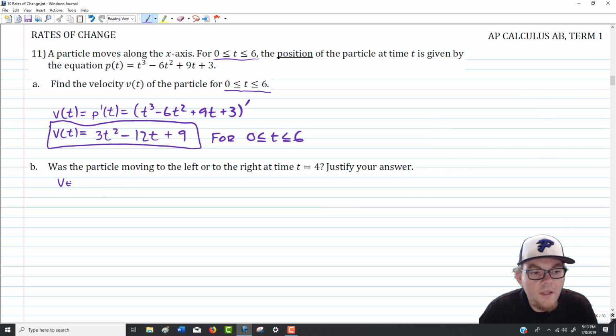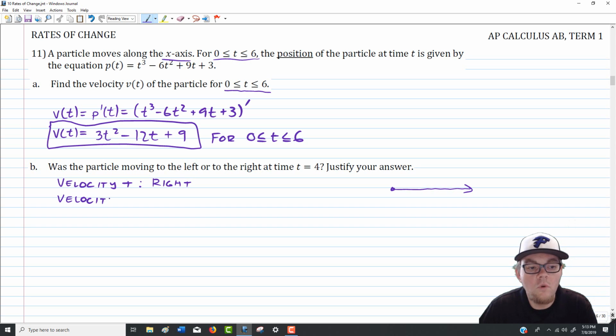What we're looking for is the sign of the velocity. If the velocity is positive, since we're moving along the x-axis, we'd be moving in the positive direction, which would mean we were moving to the right. On the flip side, if we have negative velocity, then we'll be moving to the left, because negative velocity tells us we're moving towards the negative numbers. So that's what we're basically using to do this, and it's how we're going to justify our answer as well, by using the sign.